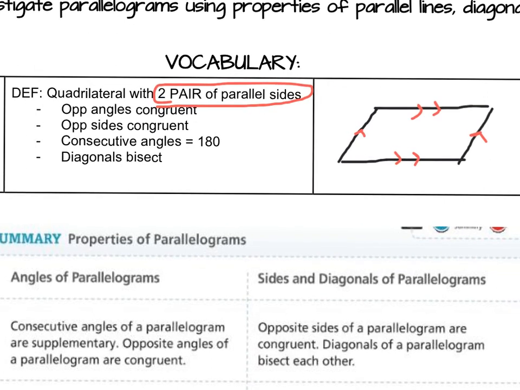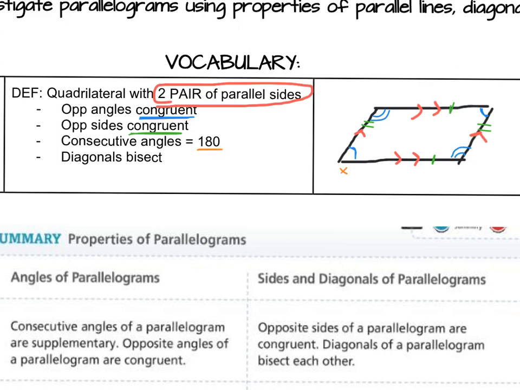Now, other things that we know, opposite angles are congruent. What this means is the angle on the bottom left is going to be congruent to the angle on the top right. The angle on the bottom right is going to be congruent to the angle on the top left. So opposite angles are congruent. And opposite sides are congruent. Lots of things to mark on this picture. This means that the top side is congruent to the bottom side, and that left side is congruent to the right side.